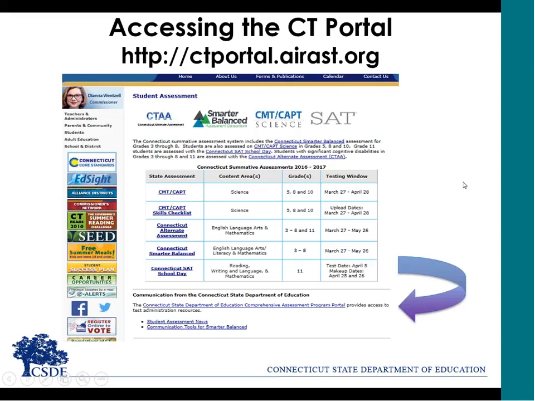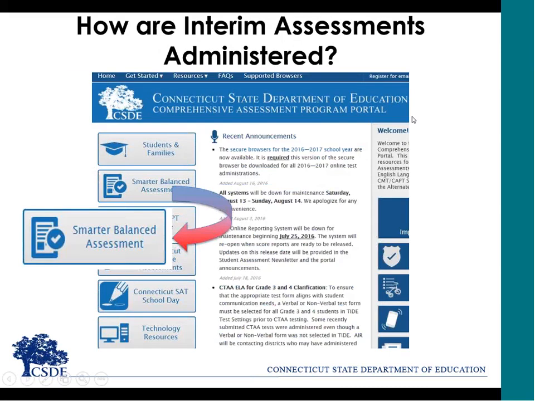Interim assessments are located on the Connecticut portal, and you can see the address up at the top here. From the portal, you choose the Smarter Balanced button on the left side of the page. This gives you access to systems associated with Smarter Balanced, including but not limited to the digital library, our reporting systems, test manuals, and additional resources.